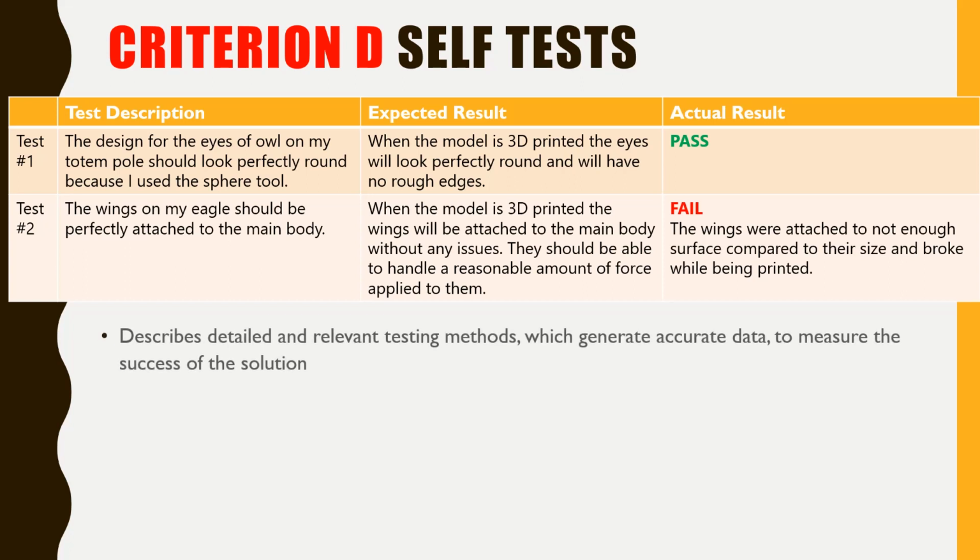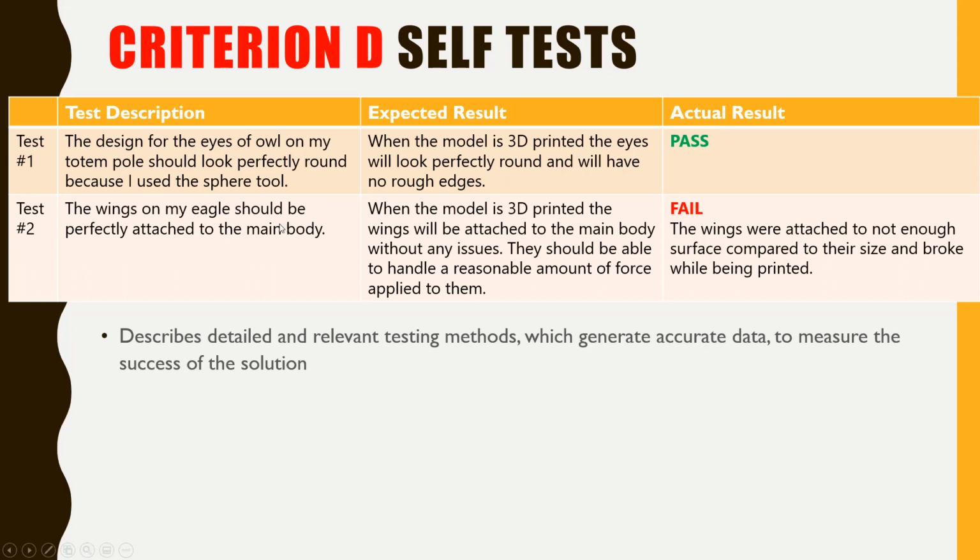With the test description, so for example, test 1, the design of my eyes for the owl on my totem pole will look perfectly round because I use the sphere tool. So that's sort of the input that you've put together. The expected result is what happens when you print it. So when the model is 3D printed, the eyes will look perfectly round and have no rough edges. And then did it work?